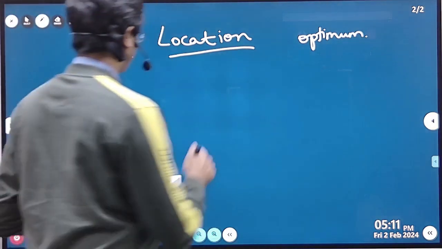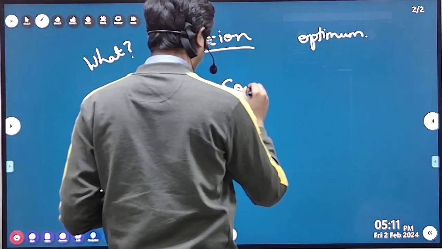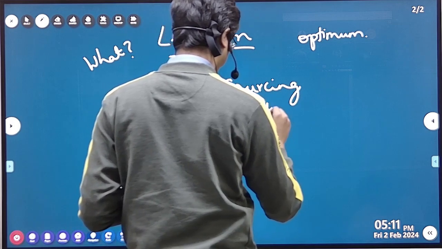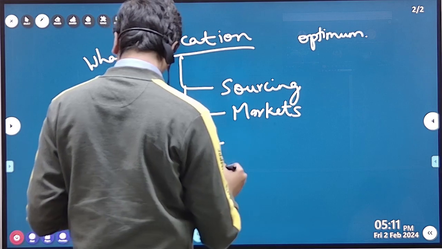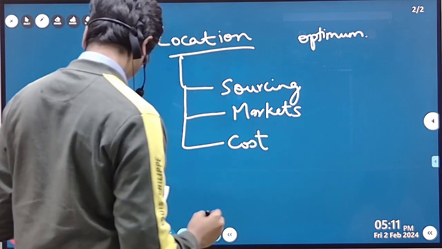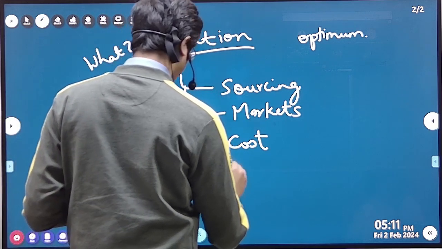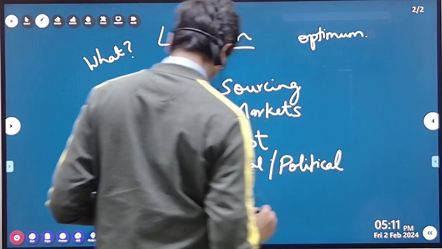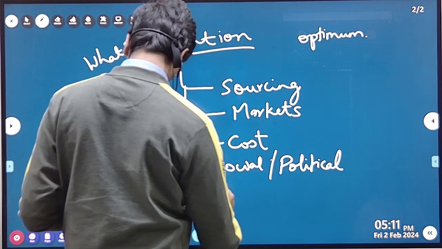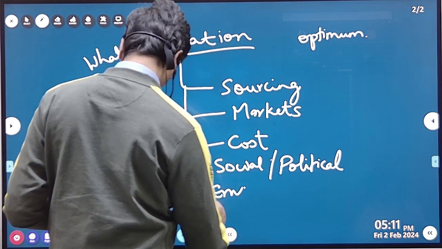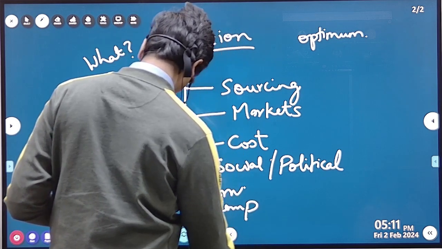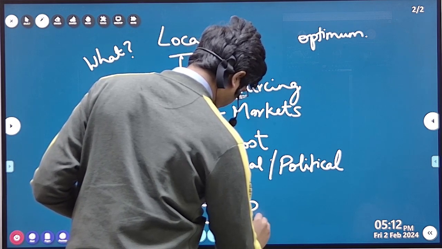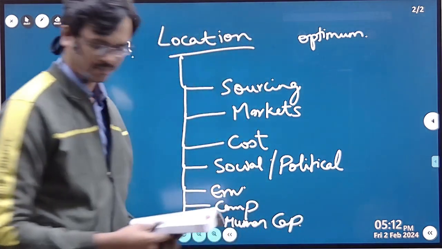So the factors are broadly categorized into sourcing, markets, cost, social and political factors, environment, competition, and you can say human capital.